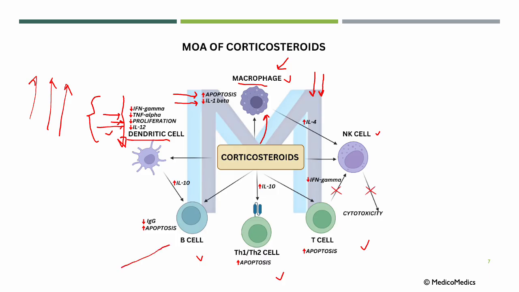What about on the B cell? So for example, corticosteroids induce apoptosis. Like with macrophages, here it induces again apoptosis. Furthermore, it reduces immunoglobulin G production, and this weakens the humoral immune response.